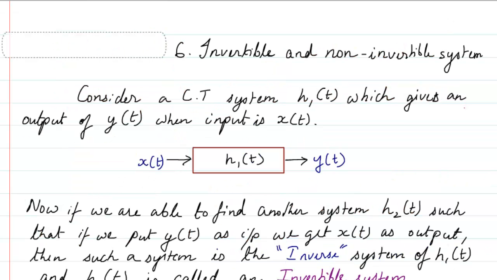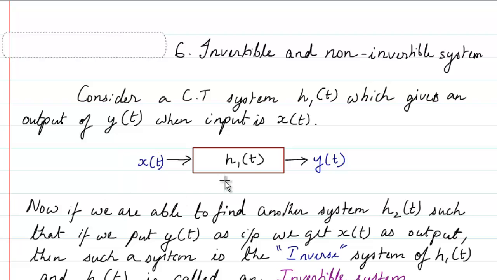Next we will look into the last type, that is the invertible and non-invertible system. For understanding what an invertible system is, look at this particular diagram. Here you can see a system which has an impulse response of h1 of t, and an input x of t is applied and you get an output y of t. Consider a continuous time system h1 of t which gives an output y of t when the input is x of t.